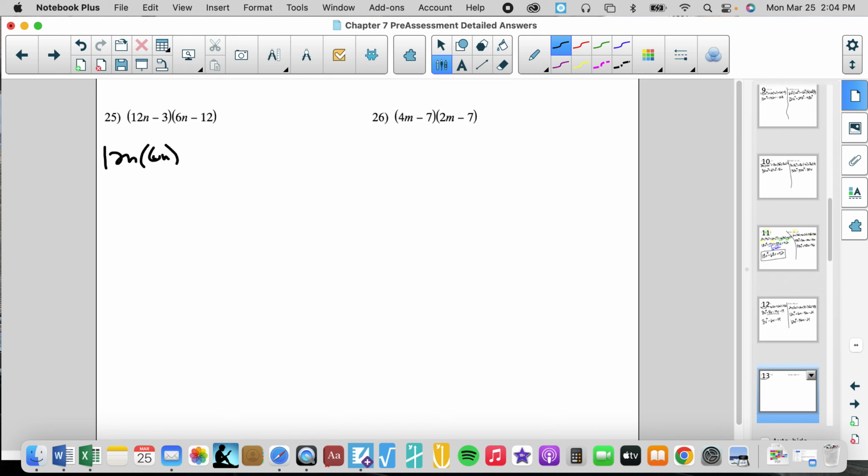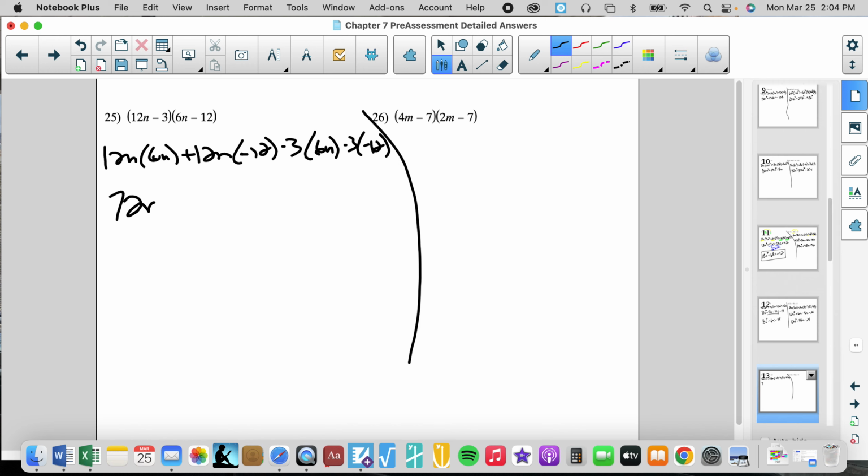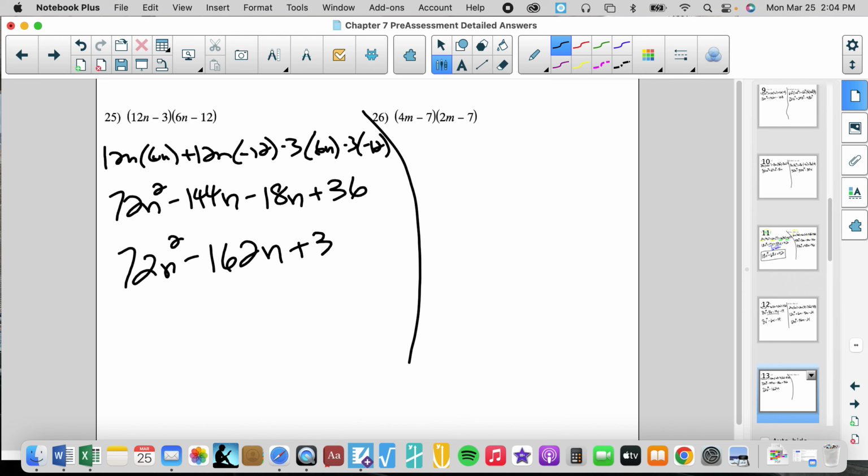12n times 6n plus 12n times negative 12 minus 3 times 6n minus 3 times negative 12. That's going to be 72n squared minus 144n minus 18n plus 36. 72n squared minus 162n plus 36. Woo! That is a big middle term there. Yep, that's right.